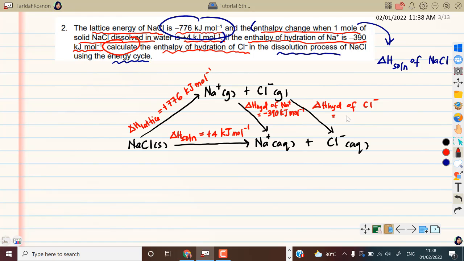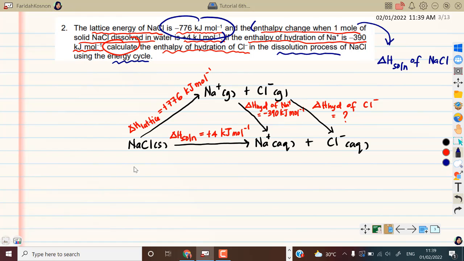which is unknown. Tetapi in terms of definition, mengikut definition, enthalpy of hydration is energy release when 1 mole of gaseous ion is hydrated. Maksudnya bila 1 mole sodium gaseous ion ini surrounded by water molecules, kita panggil proses itu hydration. Jadi dia akan menyebabkan energy is released.